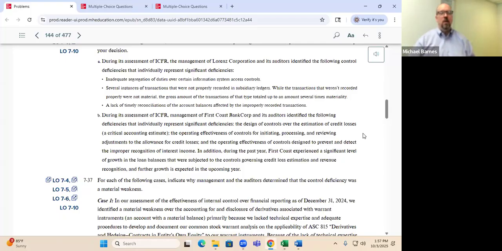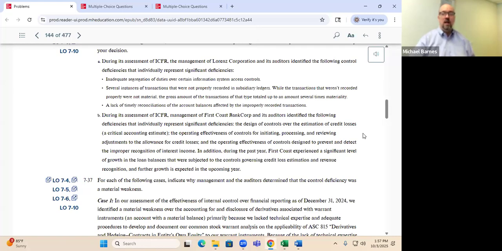So we have another similar problem. We've got a series of control deficiencies that individually, by themselves, represent significant deficiencies. And if it was just one of these, we could say it's a significant deficiency, fix this problem before it becomes a material weakness. But are these related issues? Yeah, these are related, all of them about the recognition of income and the credit losses.